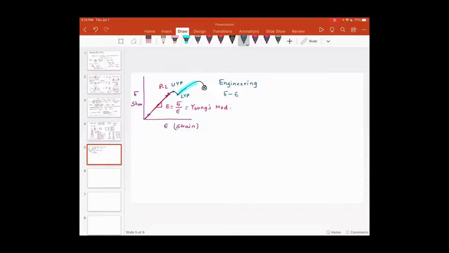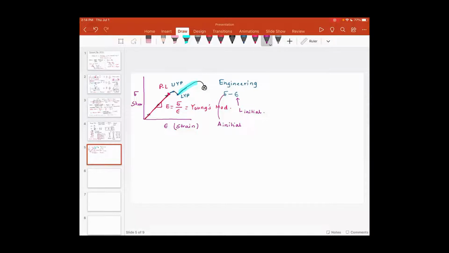Why is it called the engineering stress strain? Because the area that we are using to calculate stress is the initial area, and the length that we are using to calculate strain is the initial length. So that's why this is called the engineering stress strain.